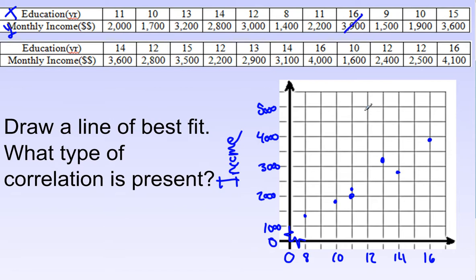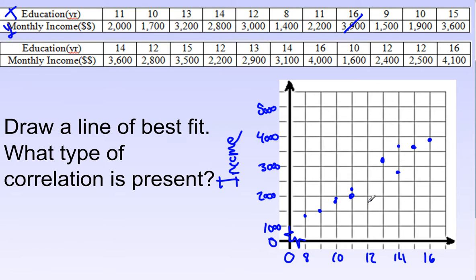So that far. 9 gets $1,500. 10, $1,900. That's about the same place. 15 over here gets $3,600. Where's 36? There's 35. So 36 right above. All right, top row done. Next row down. 14 years gives you $3,600.